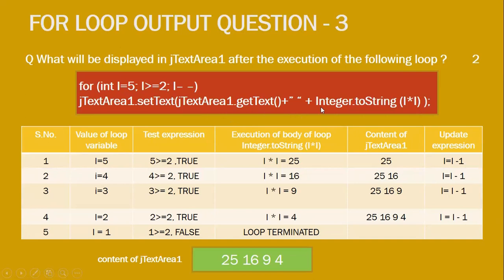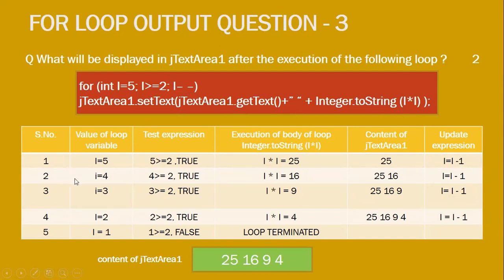Now you can see in this statement, it will first get the text which is stored in JTextArea1, and then it concatenates that text with this value. In the beginning, the text area is empty, so it will just set the text 25, which is the value of this expression, in the text area. Then it will go to the update expression, so I will be decremented by 1.